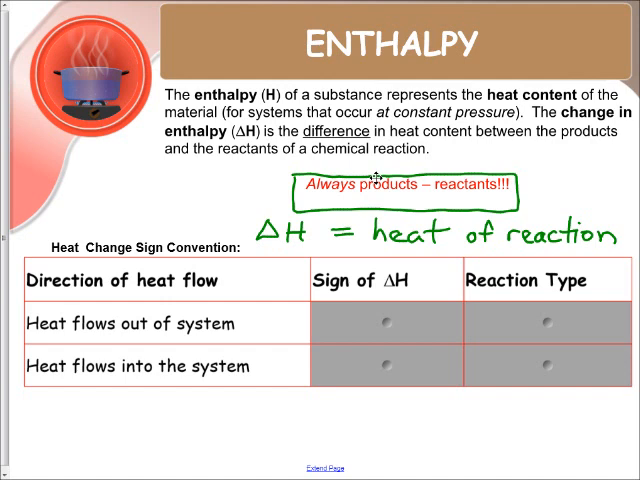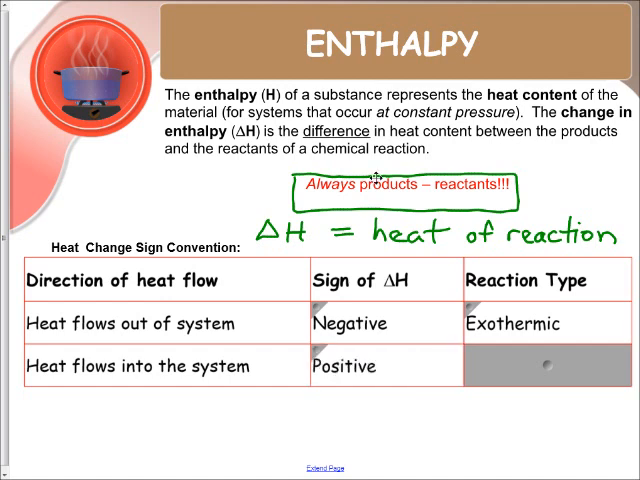Now, if we have the direction of the heat flow going out of our system, the sign on H will be negative. If it is negative, like we learned from our diagrams, that means it is an exothermic reaction. Heat is leaving. If heat is flowing into the system, the sign on the change in H will be positive. Positive means endothermic.